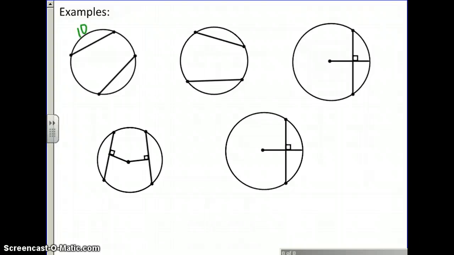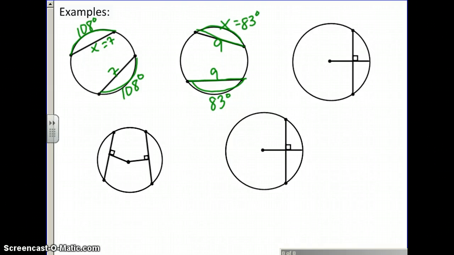If I tell you this arc is 108 degrees and this arc is 108 degrees and this is 7 and this is x, then x must just be 7. Arcs are congruent, chords are congruent. Now this one, let's go the other way. If this is 9 and this is 9, and this is 83 degrees and this is x, if the chords are congruent, then the arcs must be congruent. So this must be 83 degrees. Okay, so they're examples of the first two theorems, forwards and backwards.